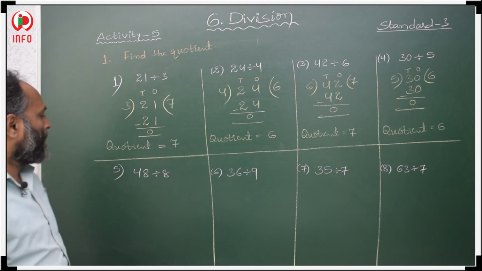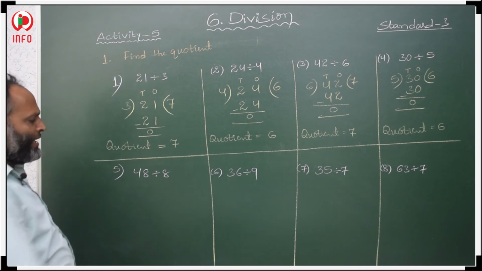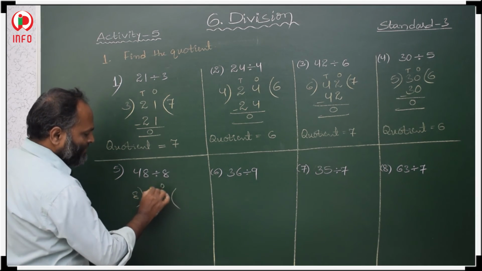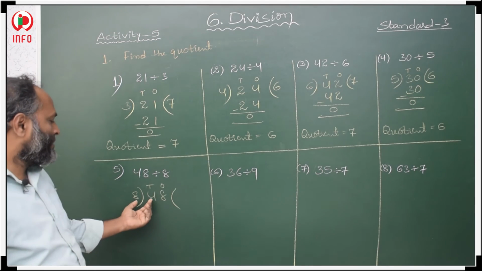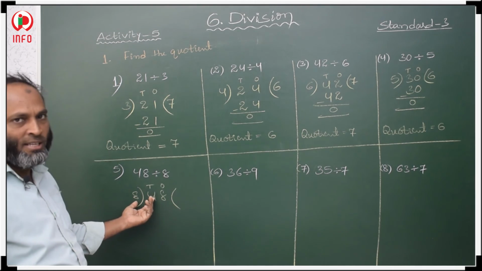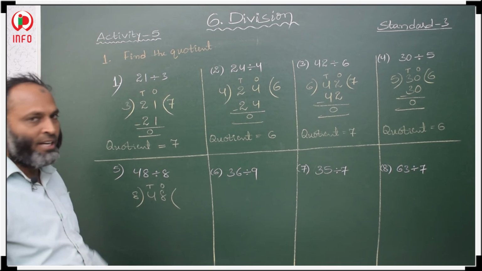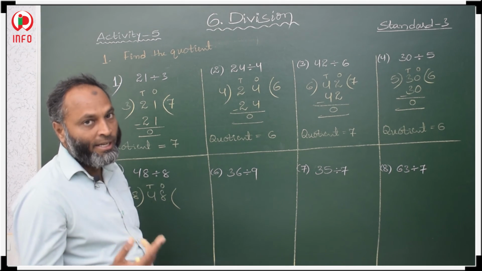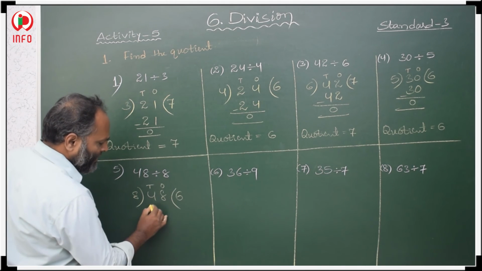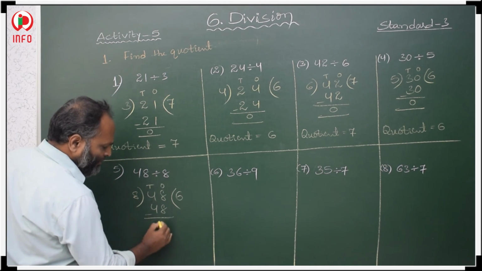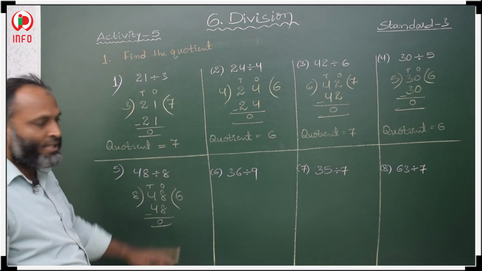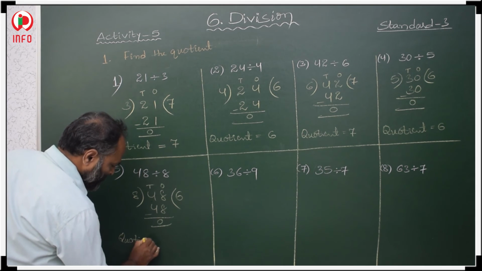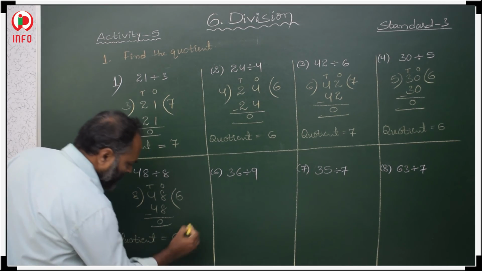Now the next, 48 divided by 8. 8 is your divisor and this is our dividend. This is ones place and this is tens place. First we compare the extreme left digit with the divisor. It is less, so we take 48 at a time. In the 8 table, 8 5s are 40, 8 6s are 48. Same number minus same number is 0. The quotient is 6.